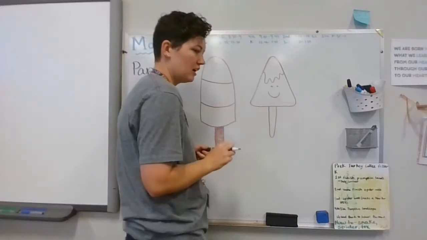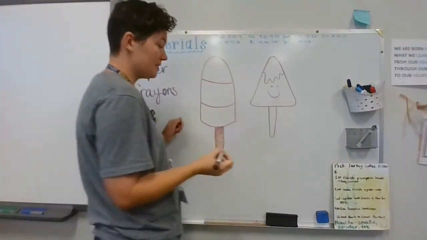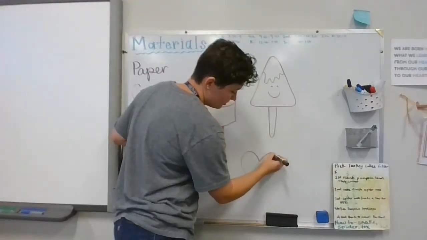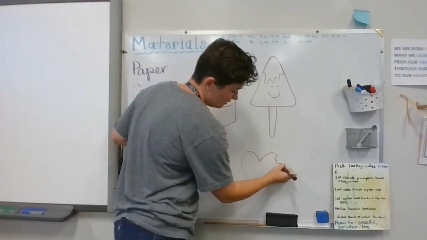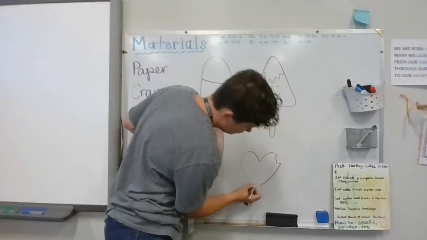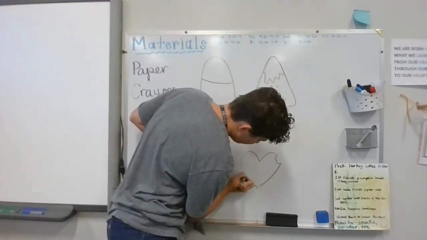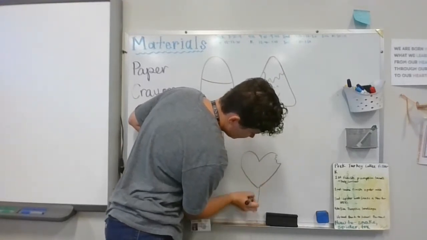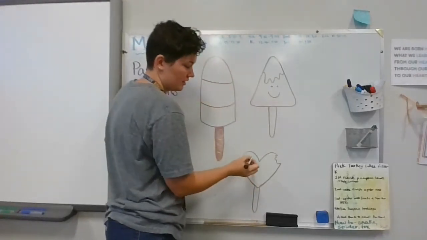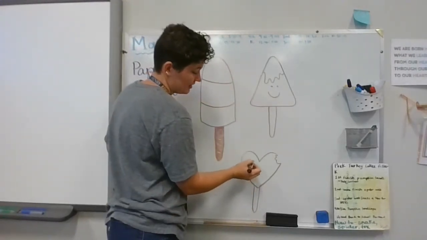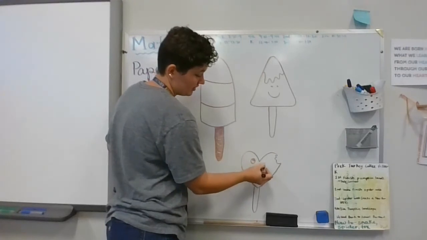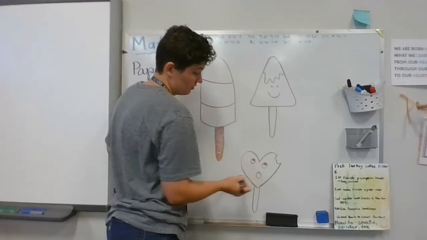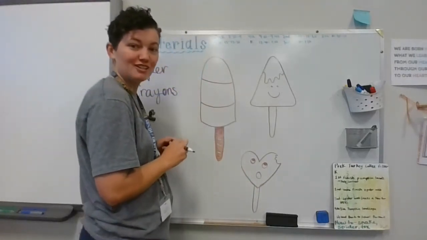Okay. You could even do a shape with a bite taken out of it. So I'm going to do a heart shape ice cream, but it's going to have a bite taken out of right here. And then a popsicle stick. And he might be looking over here at this bite that's taken out like, oh my goodness, what happened to me? Okay, so there is our ice cream.